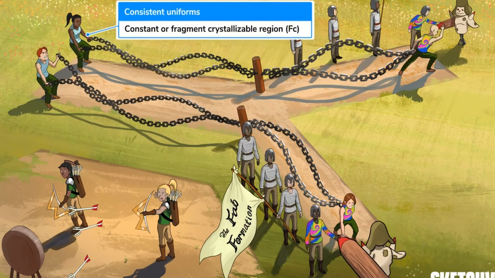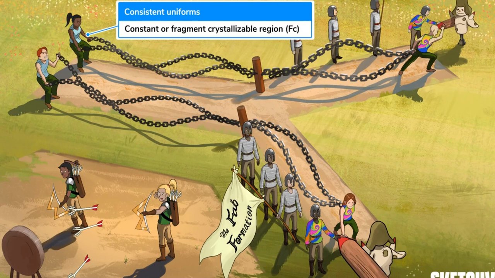Then the tail of the Y is made up of 2 heavy chains. This region of the antibody is called the fragment crystallizable region, which yikes, or the constant region, which that's way better. That's because it's constant among all antibodies within a class. This Fc region, as it's often labeled, is represented by the consistent matching uniforms worn by the soldiers in the long body of the Y shape.